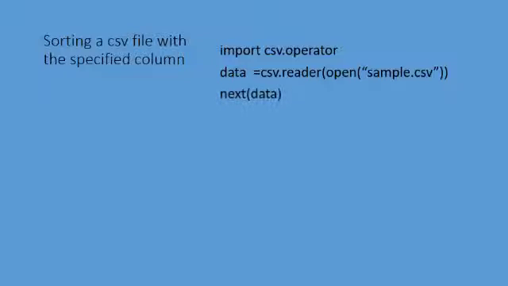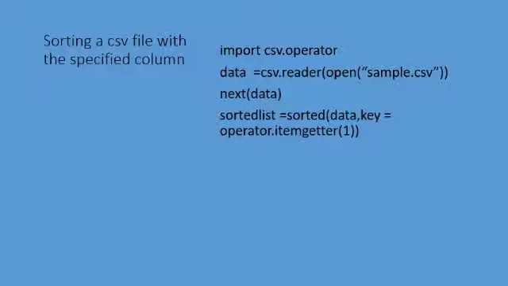The same concept here. Instead of entering the value, I am going to use another function called itemgetter, using which I am going to sort. What is the process? Let us see the coding. Import csv, and from the operator module I am including the itemgetter function. Data is equal to csv dot reader. Open sample dot csv. The open function opens the sample.csv file, and it is read using csv.reader. It is stored in data.